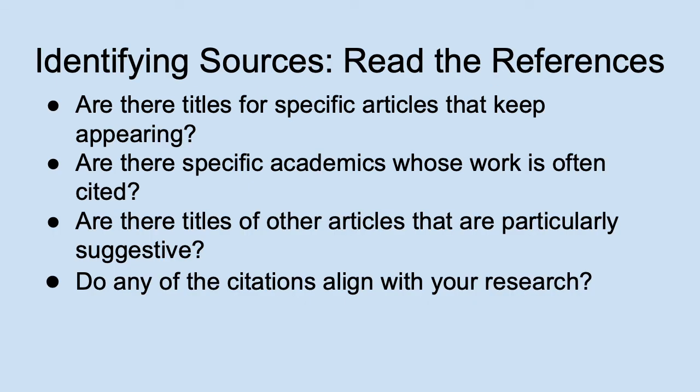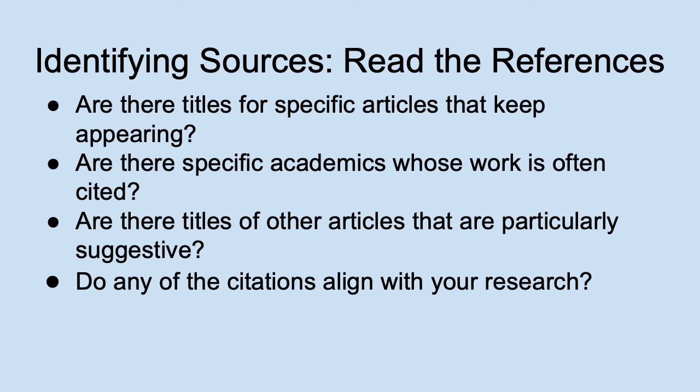Another way to help you identify sources is to read the references. If you have found a journal article that you find to be particularly helpful, it can be useful to look at who they are citing. In doing so, you might want to think about whether there are titles for specific articles, or if there are specific academics whose works are repeated throughout the essay. Because if this person finds them helpful, you may want to look up those articles and engage with them as well, because you may find them helpful.